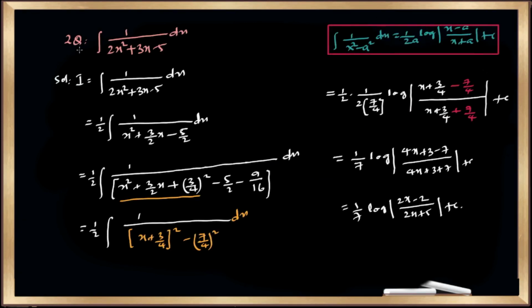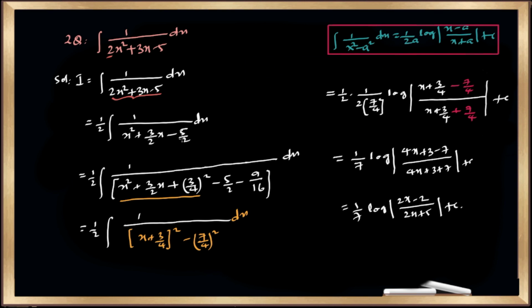Next, second example. Integral of 1 by 2x square plus 3x minus 5. We have to make a perfect square. For that, always make the x square coefficient 1. Here the x square coefficient is 2, so we can take 2 common from the denominator and write 1 by 2. After taking 2 common from each term, 2x square becomes x square, 3x becomes 3 by 2 x, and minus 5 becomes minus 5 by 2. Common means dividing by 2.